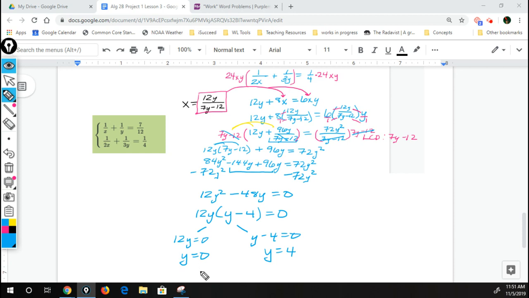So 2 answers, but only one of them makes sense. Remember, y was the number of hours that it takes the second painter to paint the ballroom. Or was it the dining room? I think it was the dining room. Either way, the painter is painting.